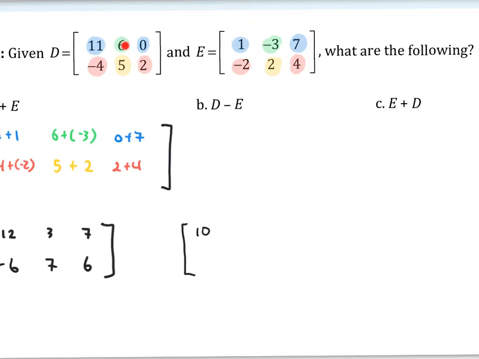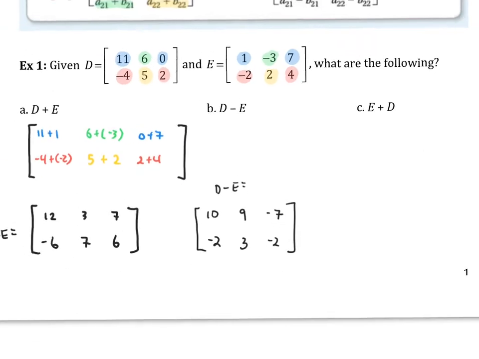Continue. 6 minus a negative 3, so that gives me a 9. 0 minus 7, negative 7. Continue. Negative 4 minus a negative 3, so that gives me a negative 2 because it's a plus 2. 5 minus 2, which gives me a 3. And lastly, we have a 2 minus a 4, so that's a negative 2. And that's it. So D minus E is equal to that matrix down below.